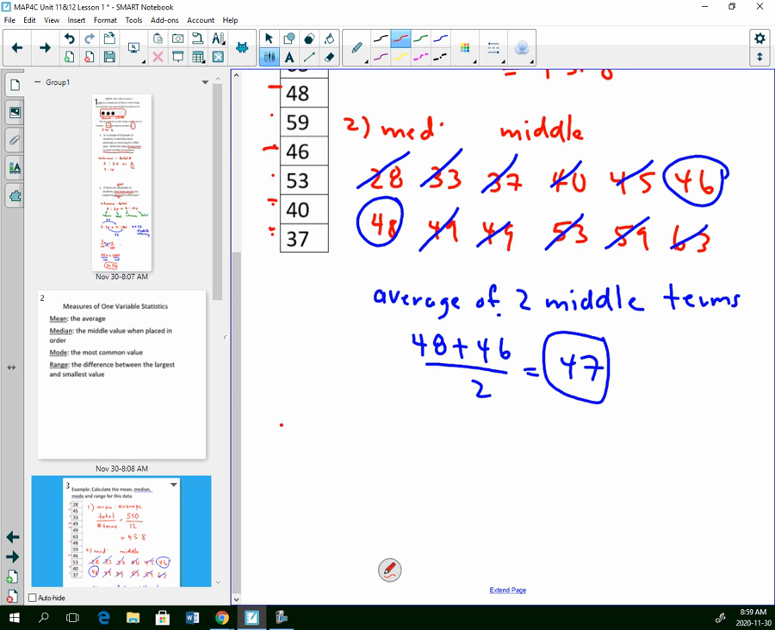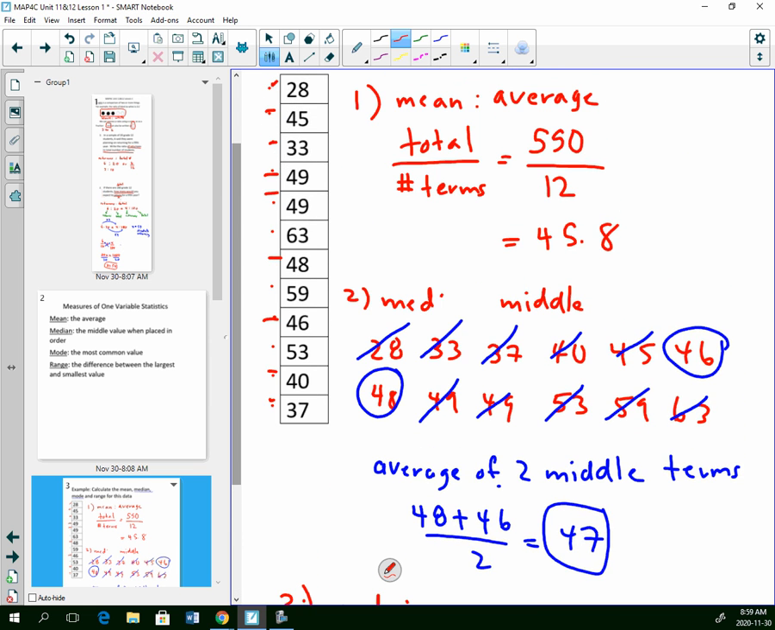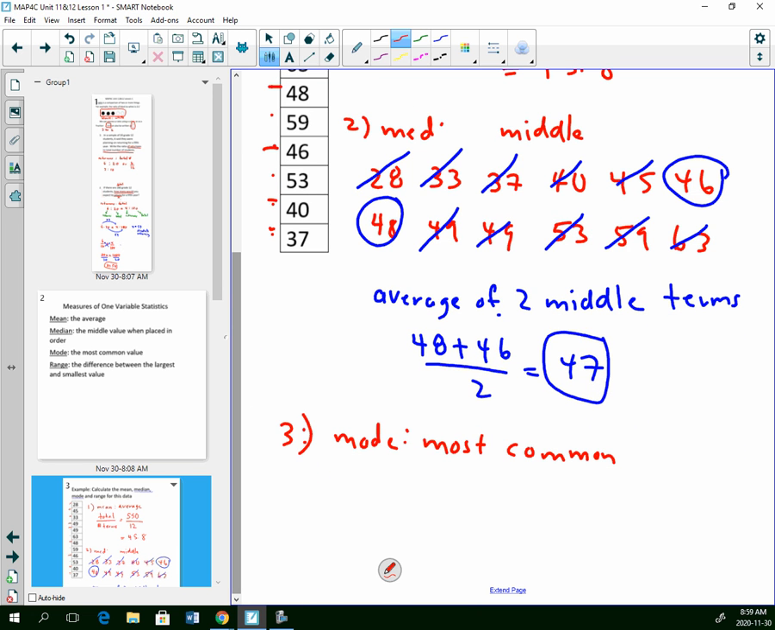Okay, the mode is the term I see the most often. Okay, so in this case, I see two 49s. So that is my mode, right? That's the term that appears the most. You can have more than one mode. You could have two modes, so it would be bimodal. So then you would just write them both down.